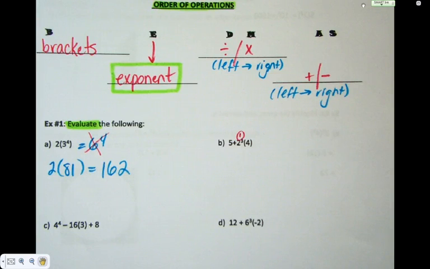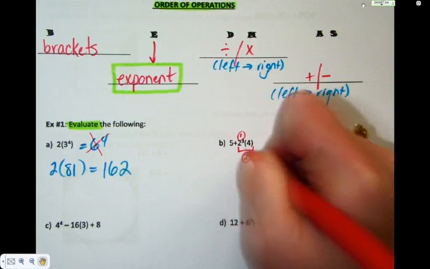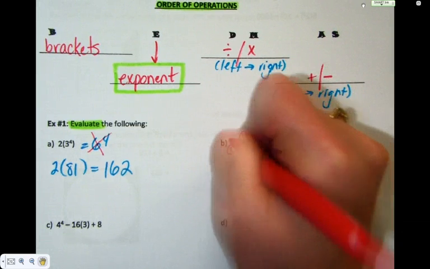Well, the brackets are actually a symbol for what operation? So this is a multiplication, so that would be step number 2. And the very last step would be the addition, the plus 5.